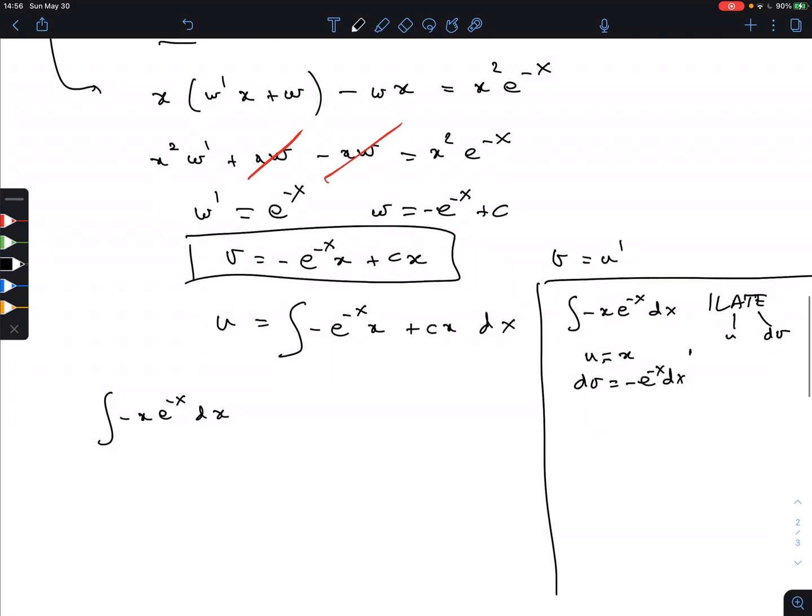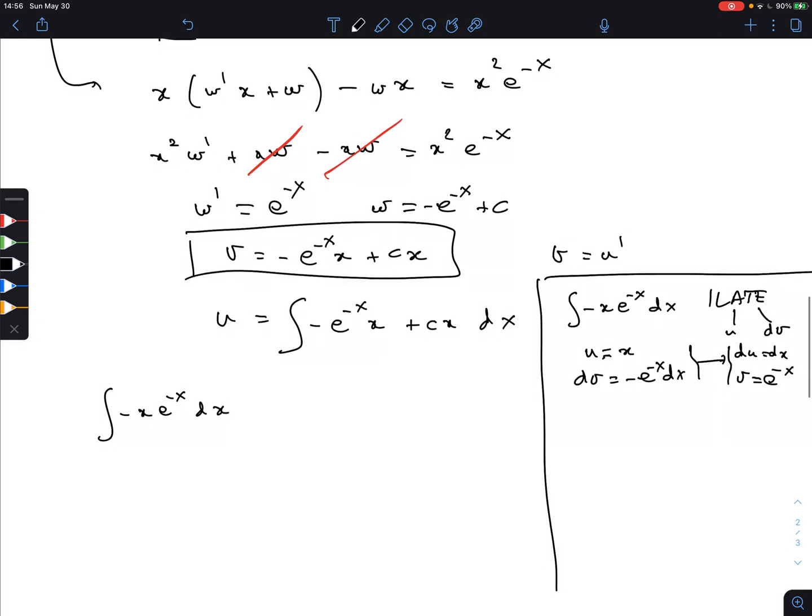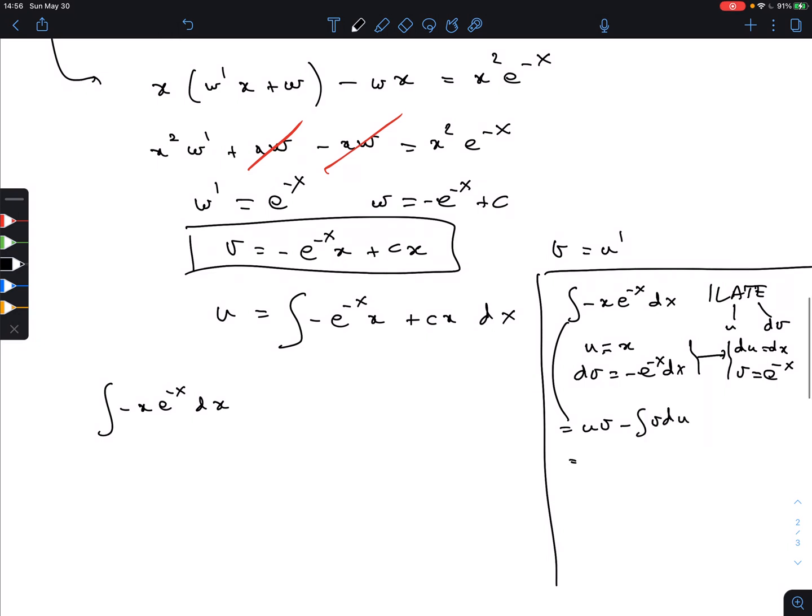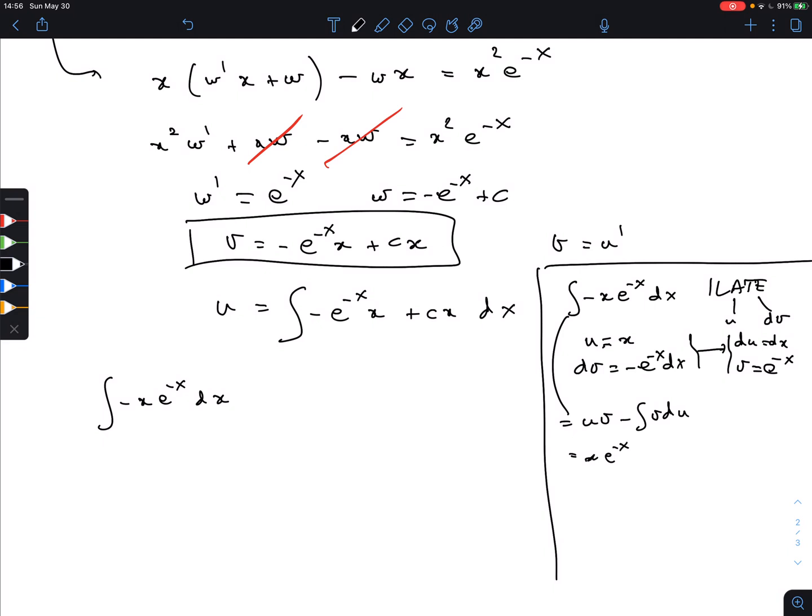Once you make this choice, we have to find du, which is just dx, and we have to find v. Now we have to antiderive this thing, and that is e to the minus x. That's why I said to keep the minus sign there, then you don't have to deal with minuses. The formula says this is equal to uv minus the integral of v du. So uv is minus x e to the minus x. No minus sign. That's the whole point.